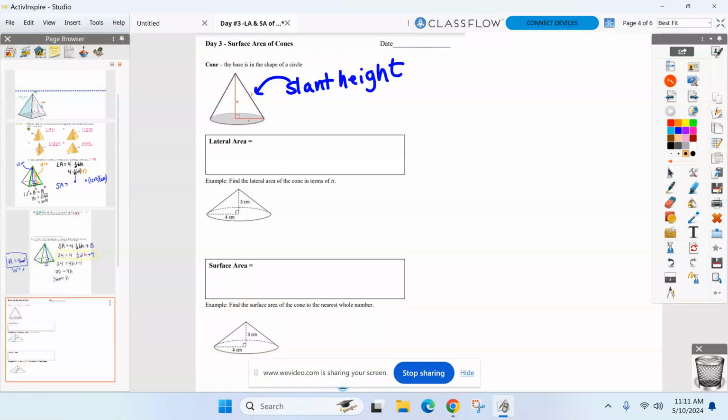It drives me nuts. 21 years of teaching, I still don't know why they call it L. My only theory is maybe S is taken for something else, so we went to the next letter and used L. And you remember yesterday when we did the pyramid? Remember when we did Pythagorean theorem with these three? This was always half the base. Well, now we just call it the radius, because it's a circular base.